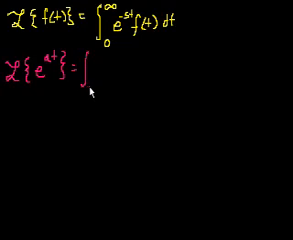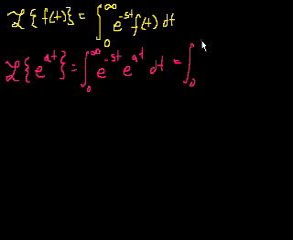So anyway, this is equal to the integral from 0 to infinity of e to the minus st times e to the at, right? That's our f of t, dt. Well, this is equal to, just adding the exponents because we have the same base, the integral from 0 to infinity of e to the a minus s, e to the a minus s t dt. And what's the antiderivative of this?